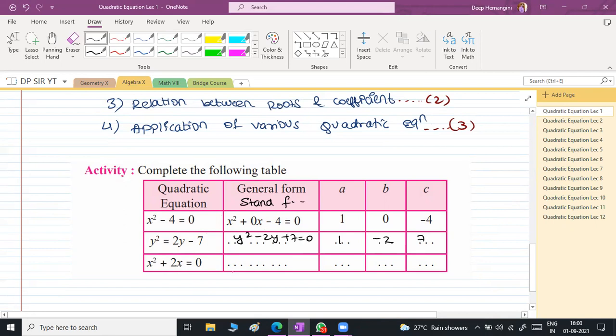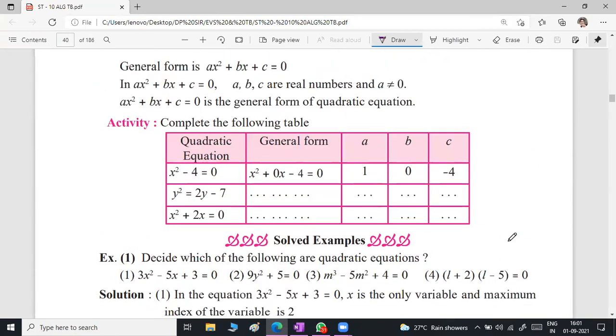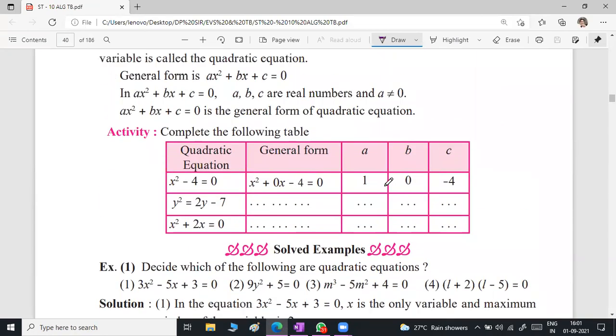Here it's 1, minus 2 and 7. Similarly, the third one is already in standard form. So just write it, x square plus 2x is equal to 0. Here it is going to be 1, 2 and 0. So we are done with this particular exercise. Let me go ahead and check if there is anything left out. See here, this thing is remaining.